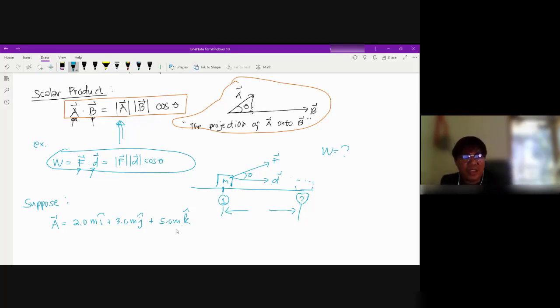Okay, but later on in higher physics, a vector can have additional dimensions. But here, we stop at the third dimension, which is actually the z component. So now, suppose you are given vector A, then let's have vector B. So vector B, for example, is negative 1 meters i hat, and then positive 2 meters j hat, and then negative 2 meters k hat.